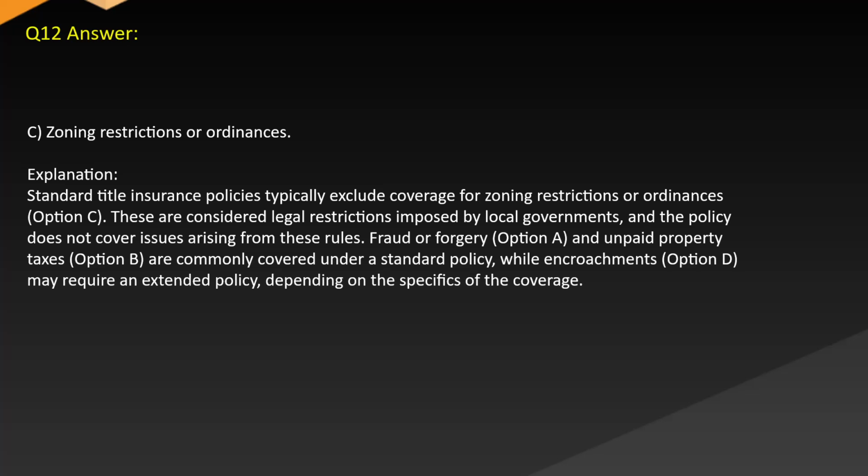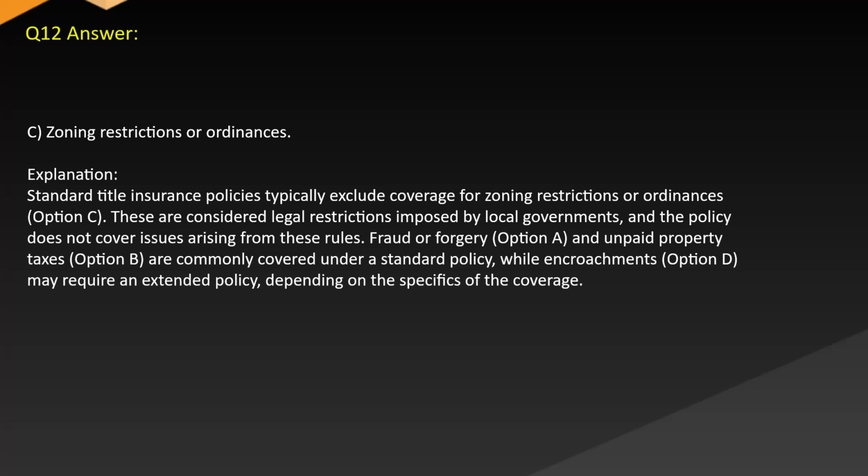Answer: C. Zoning restrictions or ordinances. Explanation: standard title insurance policies typically exclude coverage for zoning restrictions or ordinances. Option C. These are considered legal restrictions imposed by local governments, and the policy does not cover issues arising from these rules.